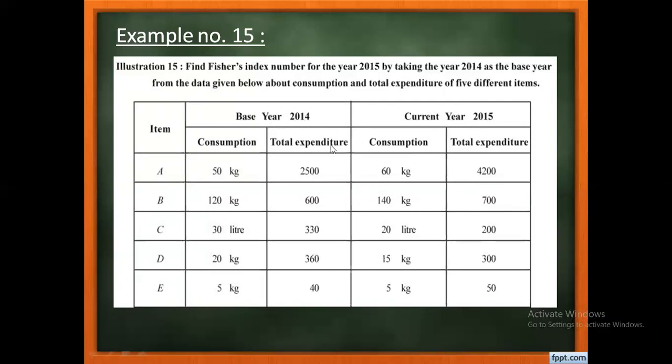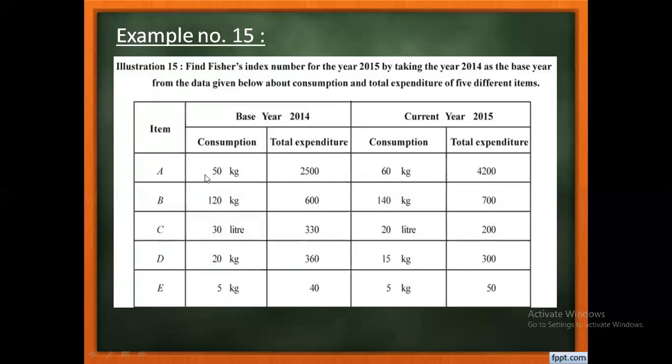We require the per unit price of that item, right? And the per unit price of that item is how much? 500 divided by 5 items. So we'll have 100 rupees. Yes. So this is how you can convert total expenditure into P0 and P1. How? Total expenditure, for example, for item A, total expenditure of 2014 is 2500, right?